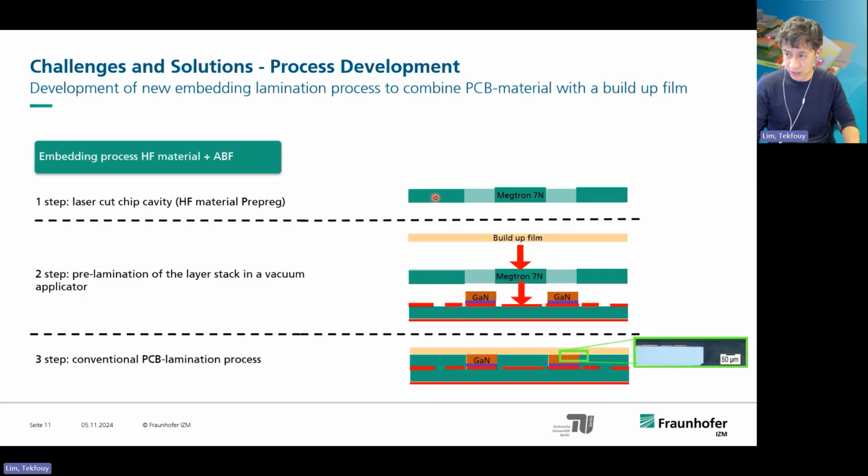In the embedding process, we first have the RF material, the pre-preg material on the Mectron 7N. We make the cavity, and then with this material we place it on the 3-5 components, which are already placed on this layer. And then on top of it we have the thin film material, where we have the standard lamination process.